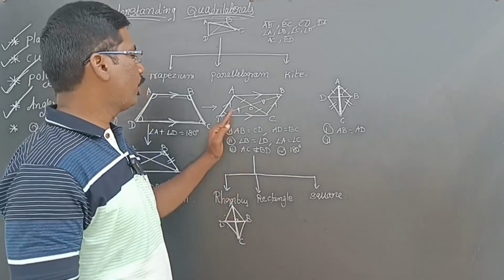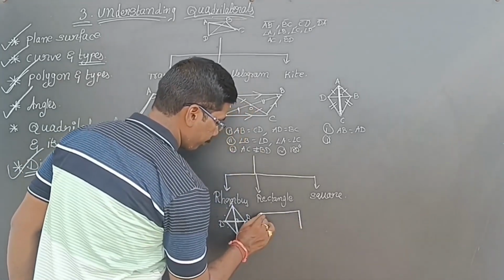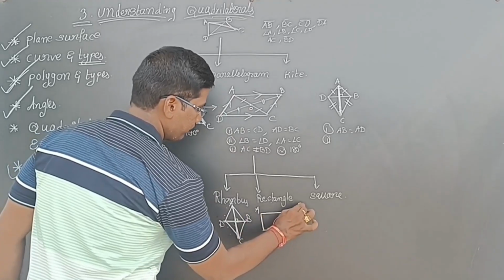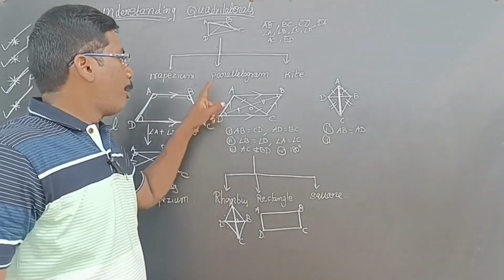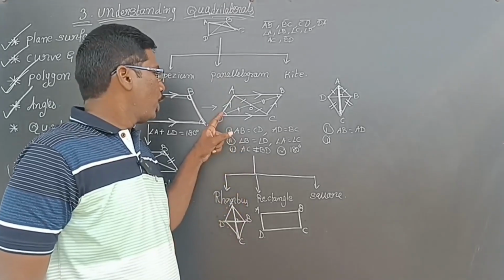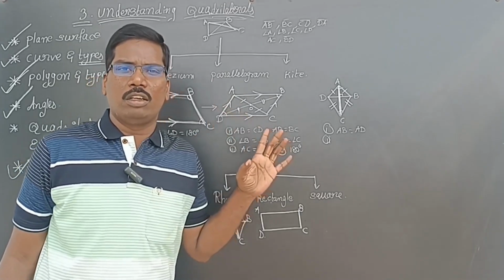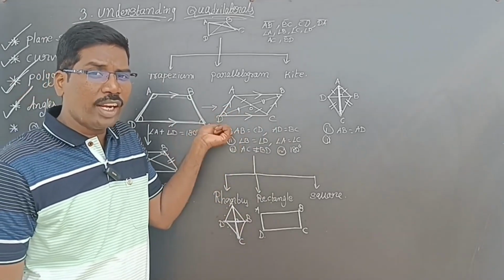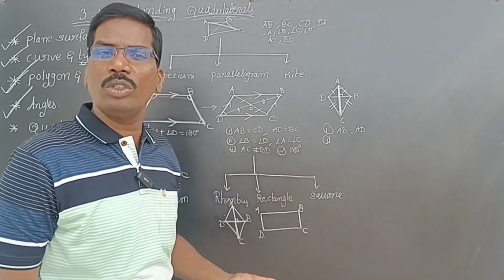No, sir, I want to define it from the parallelogram. See here, a parallelogram in which one angle is 90 degrees is called a rectangle. In the parallelogram, if you arrange one angle to be 90 degrees, then it will become a rectangle. How, sir?